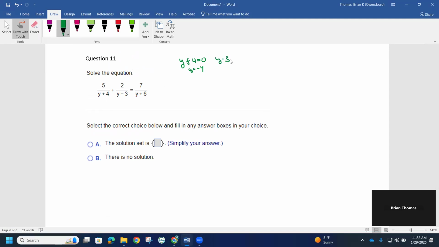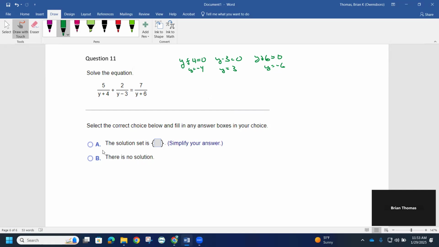y minus 3, what makes it zero? Well, that would be y equals 3, so we have to exclude that. y plus 6 equals 0. So what makes that turn into 0 would be y equals -6. So notice how we have actually three excluded values, -4, 3, and -6.